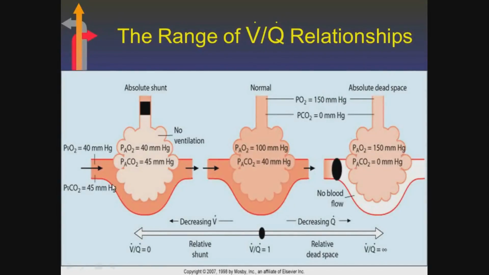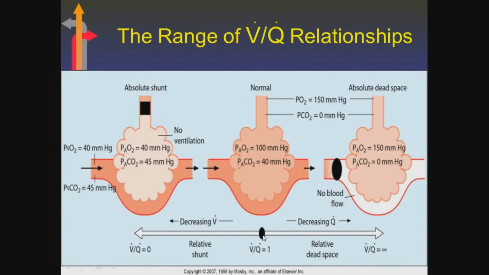In reality, there's a continuum that exists between a state where you have a VQ relationship of 0, a true shunt or absolute shunt, moving through relative shunt to a normal state, and then moving a little bit further to the situation where I have ventilation present but no perfusion. And whenever you divide by 0, it's undefined, and the symbol that they use is the infinity sign, 8 turned on its side.